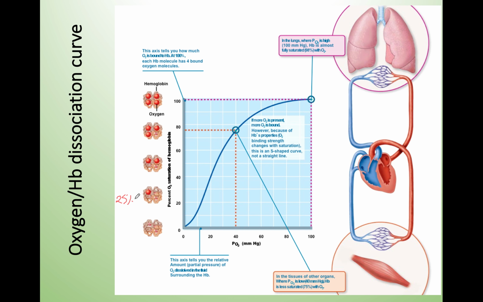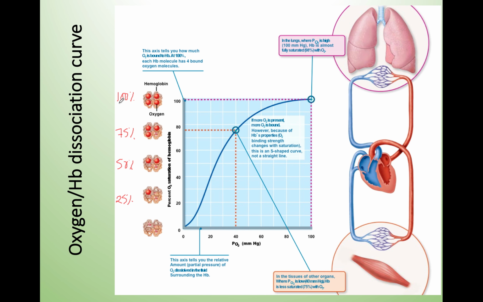25% because you have 1 out of 4. If you have 2 oxygen bound, that's about 50%. 3 puts you at about 75%. And if you have all 4 oxygen bound to your hemoglobin, that's referred to as 100% saturation.